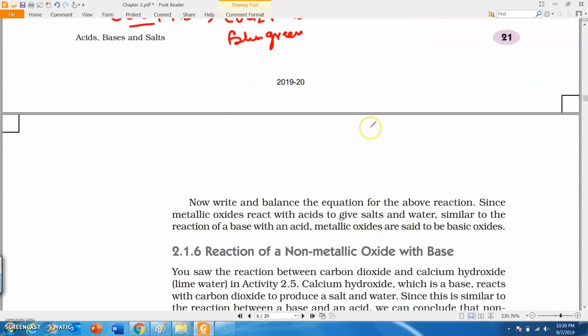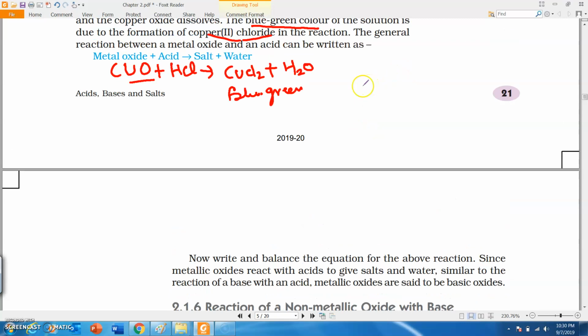We have written the equation of this. We can balance this equation. CuO plus 2 HCl. Cu 1 and oxygen is 1, 2 hydrogen and 2 chlorine. Now this is balanced equation.